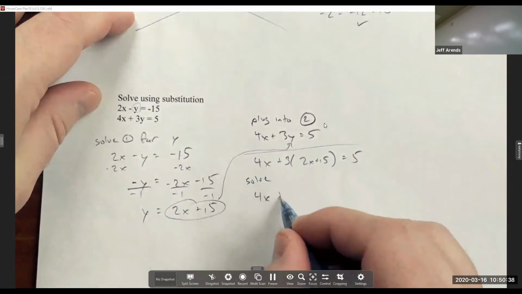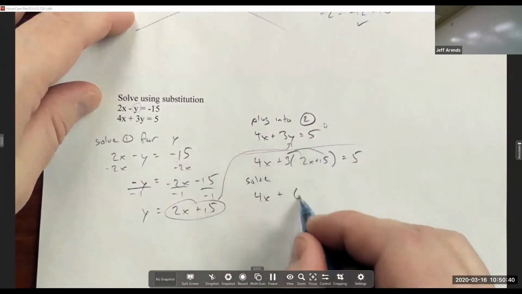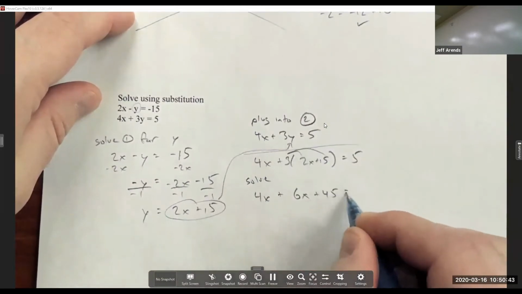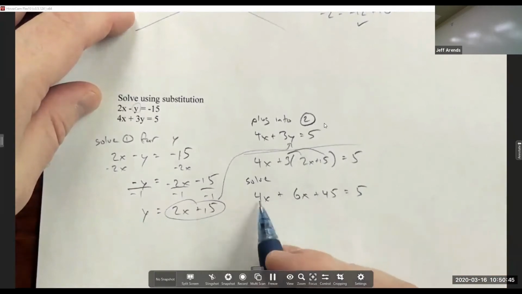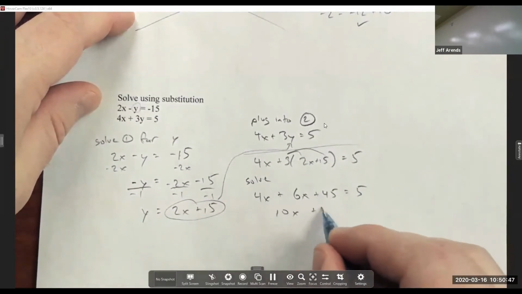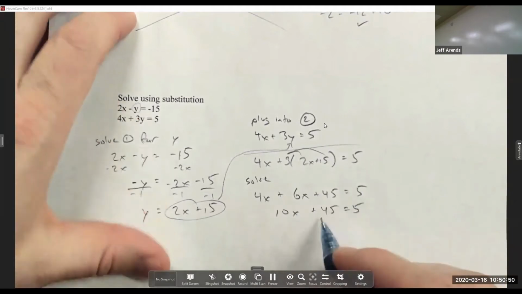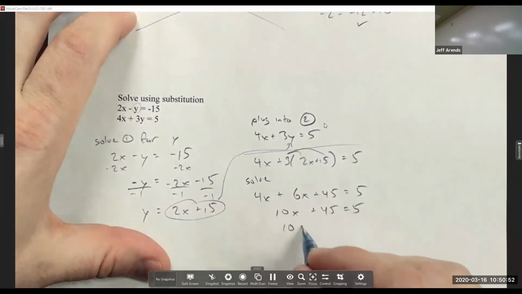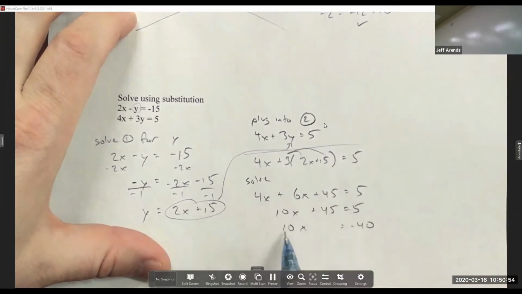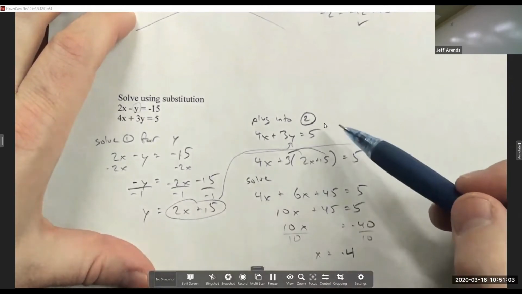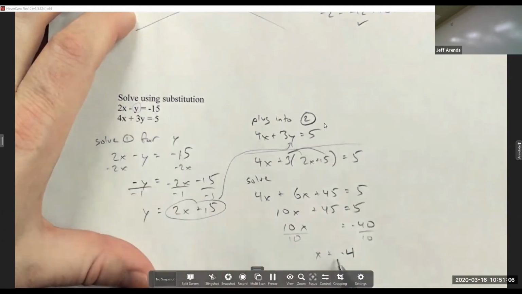So 4x plus, distribute my 3 here, 6x plus 45 equals 5. Combine like terms, get 10x plus 45 equals 5. Subtract 45 from both sides, I get 10x equals negative 40. And divide both sides by positive 10. I get x equals negative 4. So what I've seen here is that if both of these equations are to be true, the x coordinate must be negative 4.